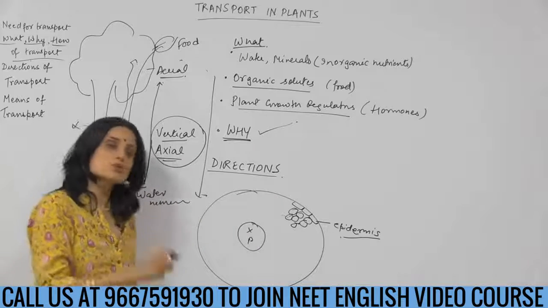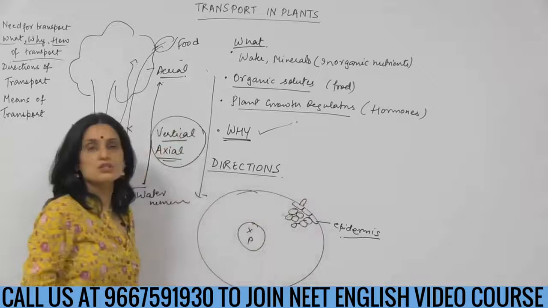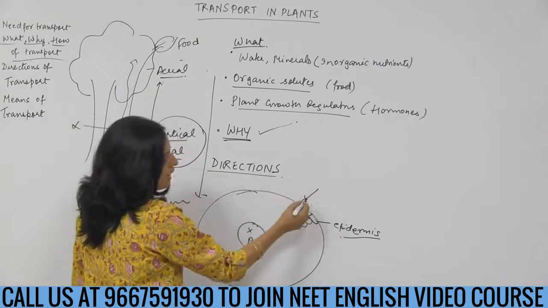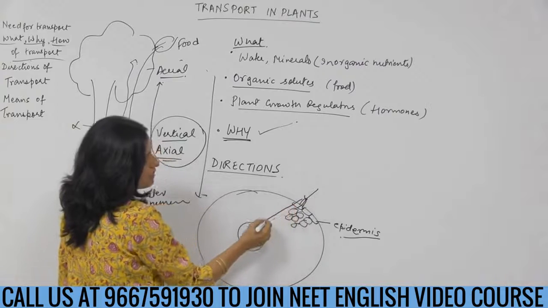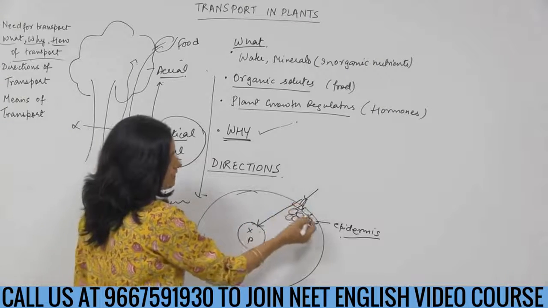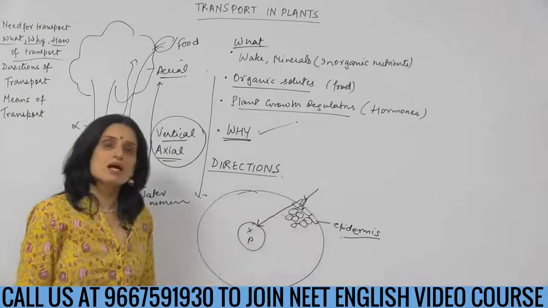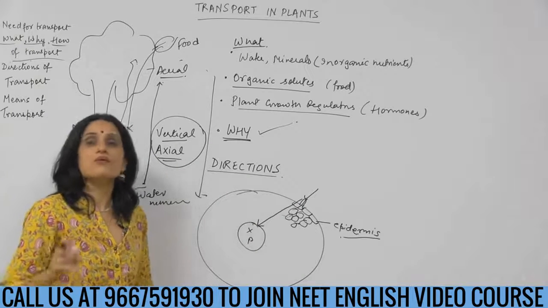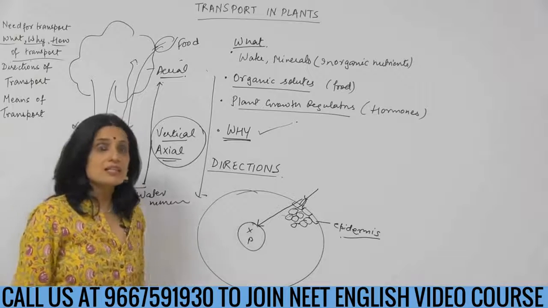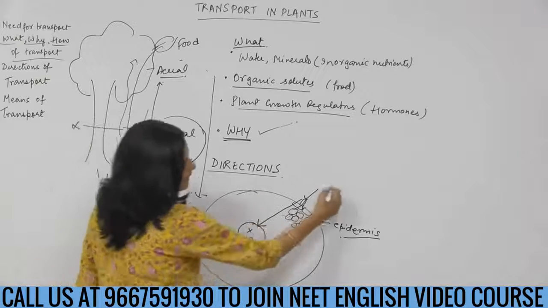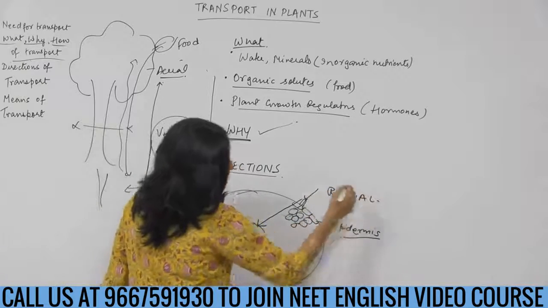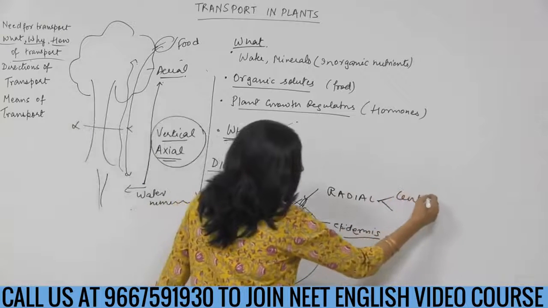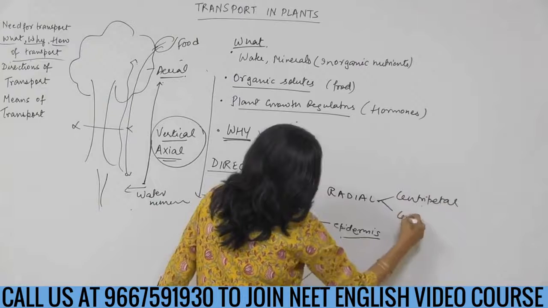Now suppose the root is absorbing the nutrients and the water from the soil using its root hairs, and the water is being transported from the root hair, that is the periphery of the root, towards the xylem and the phloem. Now what kind of a transport direction does this become? This becomes a radial transport. So radial transport in this particular case would be centripetal or centrifugal. Please do tell me. So it could be centripetal or centrifugal.